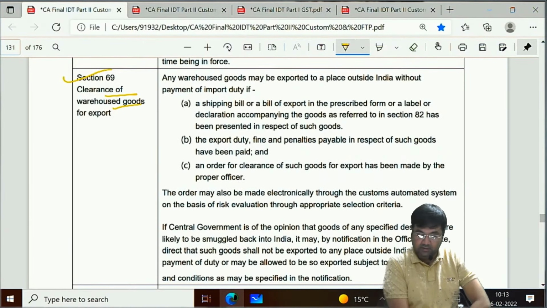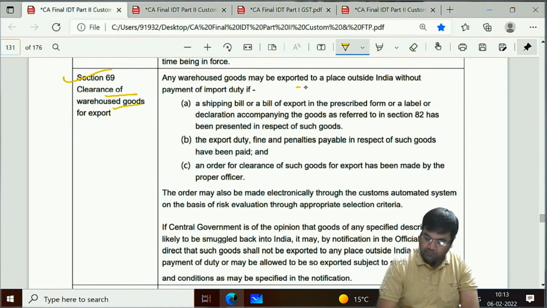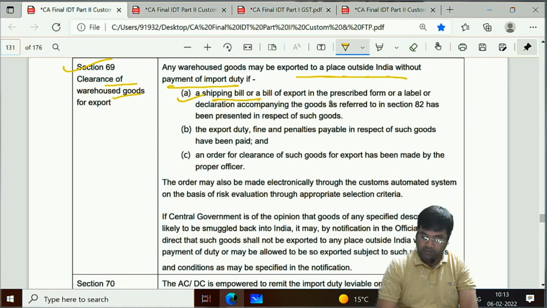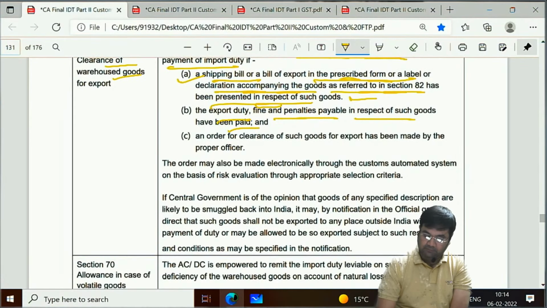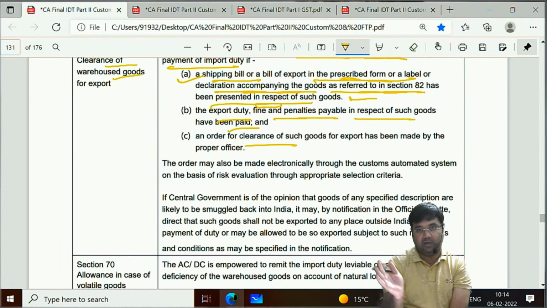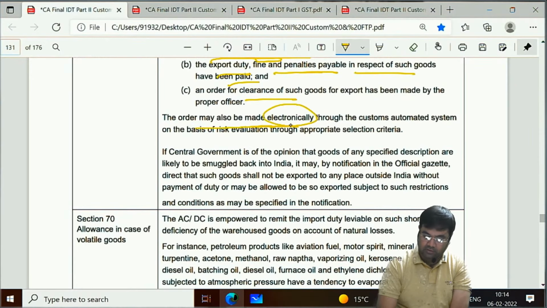Now warehouse goods can also be directly exported. In that case, there is no need to make payment of duty. Any warehouse goods may be exported to a place outside India without payment of import duty if he files the shipping bill or bill of export in the prescribed form, or a label or declaration accompanying the goods as referred to in section 82 has been presented in respect of such goods. So you need to file a shipping bill or bill of export. If such goods are subject to export duty, fine and penalty, then that needs to be paid. Afterward, the proper officer is going to give the order: okay, export it. Again, the order may be electronic.